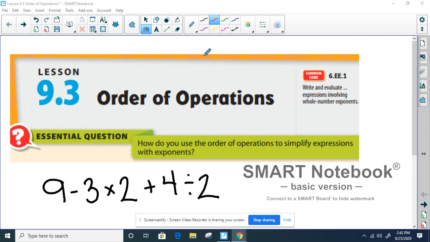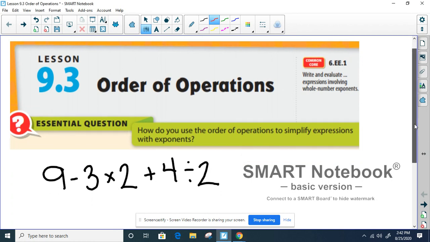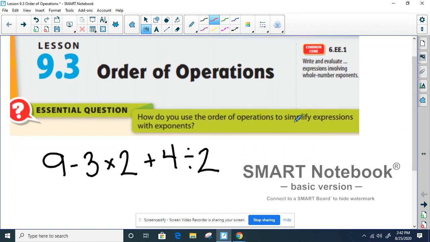Hi everyone, lesson 9.3, order of operations today. So what we're going to learn is how do we use the order of operations to simplify expressions with exponents. So below you see an expression. Remember that an expression is just a number sentence, which means that it has multiplication, division, addition, and subtraction, some or all of those operations with more than one number. That is an expression. There's no equal sign, but we do have just kind of a long number sentence.